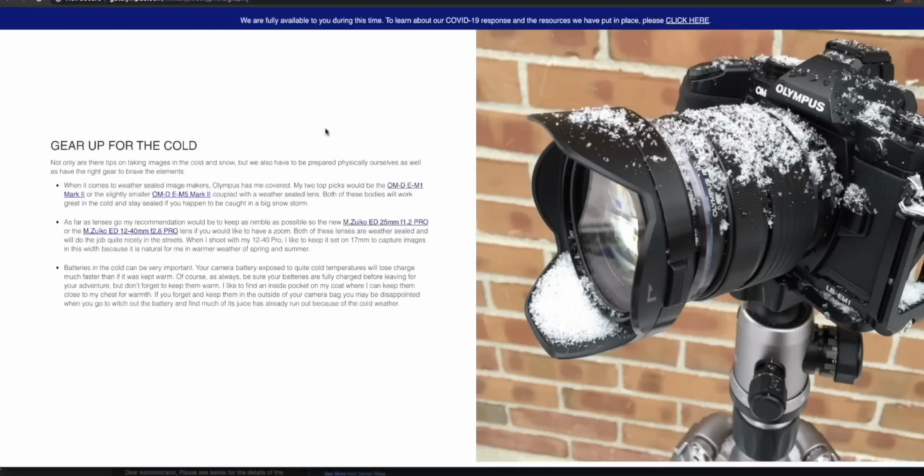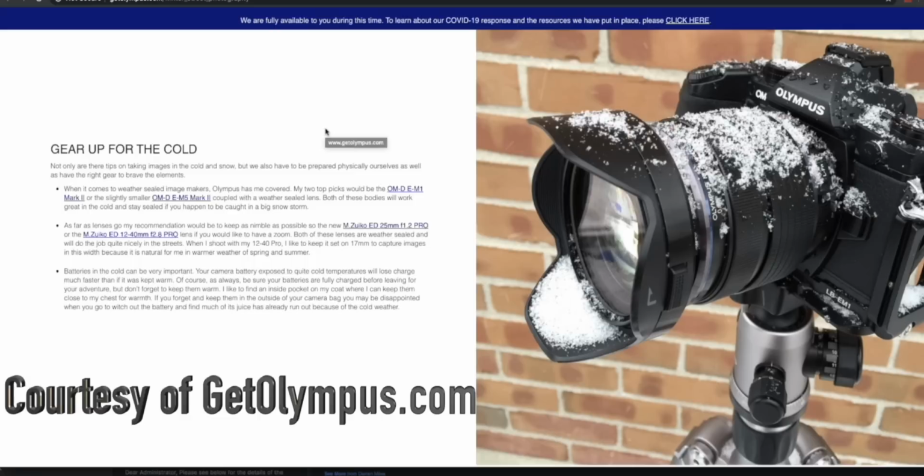Number two, a weather-sealed body. Olympus is renowned for their weather sealing. How many other camera companies allow their cameras and lenses to get immersed in the snow in their advertisements? Yet strangely, even at this price point, the Pen F isn't weather sealed at all.